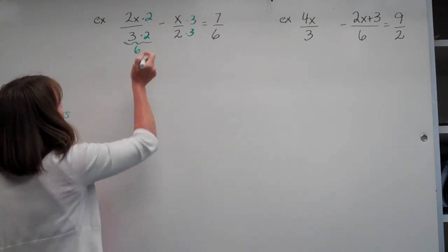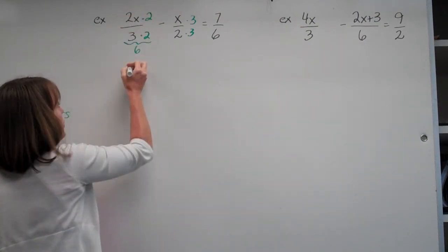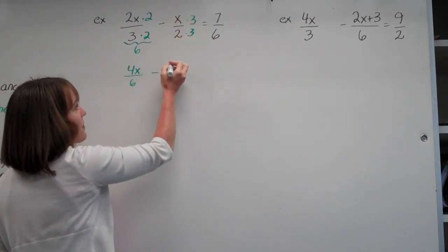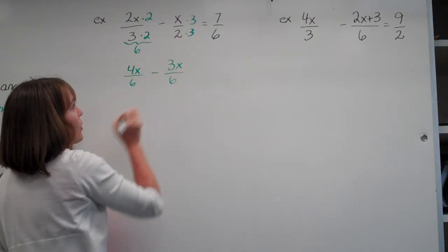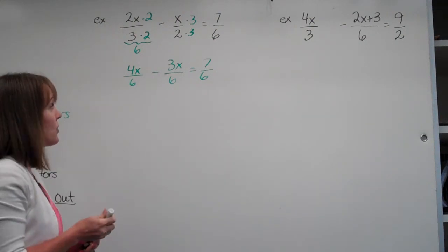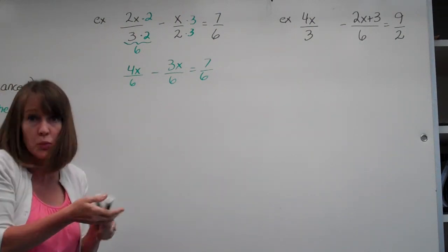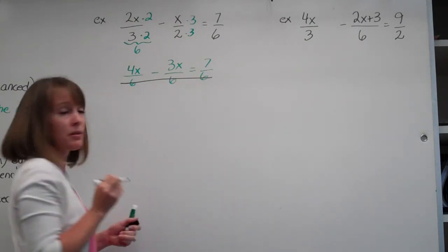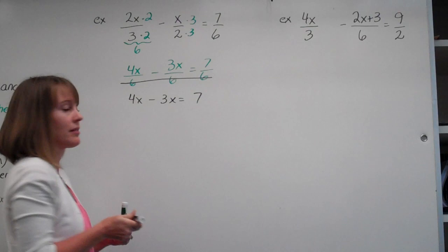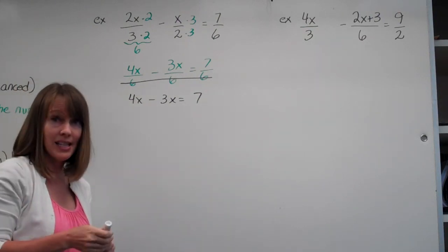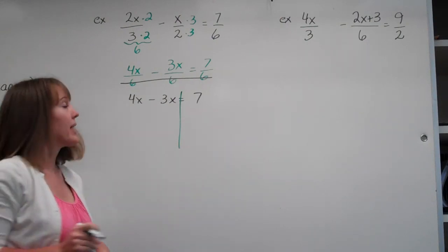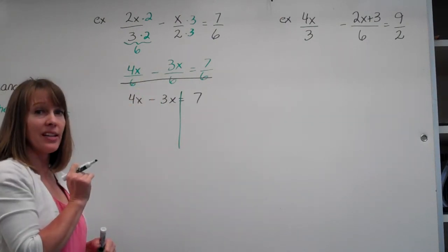So let's see what I have here. I have 2 times 2 times x, which is 4x over 6, minus 3 times x, which is 3x over 6. And here we have 7/6. Beautiful. Now we know that the denominators are balanced. We don't need those anymore. We can cross them out. And we're left with 4x minus 3x equals 7. All we have to do is solve this now, and we know how to do that, right? All right, so first we're going to combine anything we can that's on the same side.